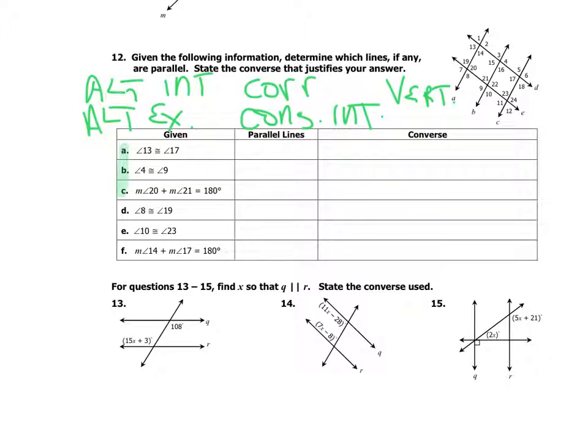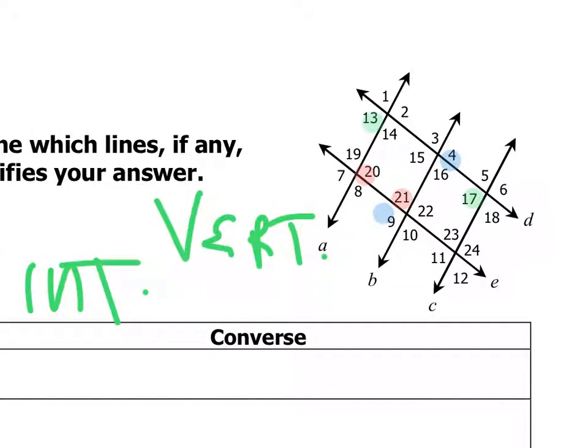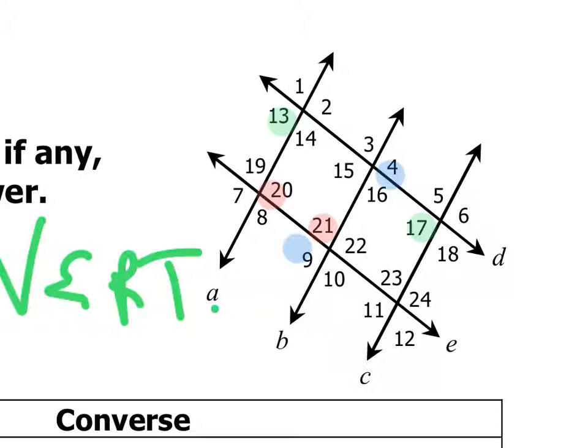So A is 13 and 17 right there. B is 4 and 9. So 4 and 9. And C is 20 plus 21 equals 180. So 20 and 21, those equal 180. I'm going to zoom in a little bit there. That way you can maybe pause your video so that the picture is enlarged and you can see it nice and easy, to help you do A, B, and C.